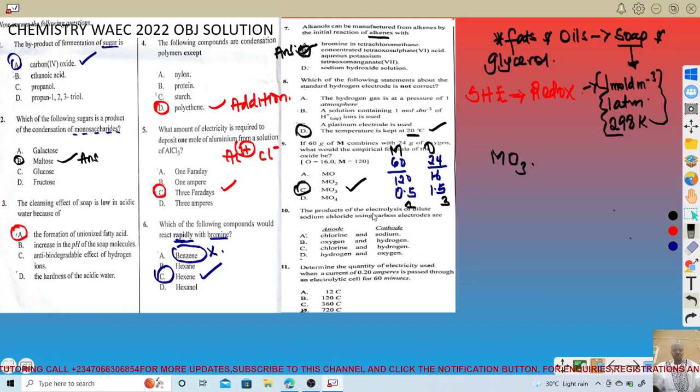The next is the product of electrolysis of dilute sodium hydroxide using carbon electrode, platinum electrode, all inert electrode. They do not take part in reaction. But because this is dilute, from your knowledge of electrolysis, you know what it means. Dilution, we have the concentration. And because of that, you have to be careful. Oxygen is produced at the anode and hydrogen at the cathode. So be careful, it is not D but B, because you can make mistake here. I know you guys can do that.